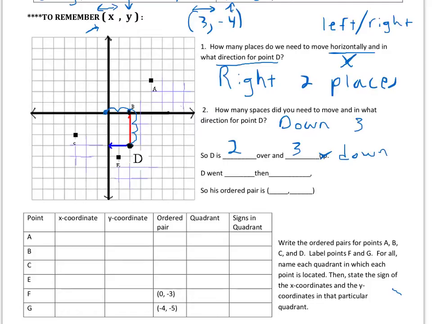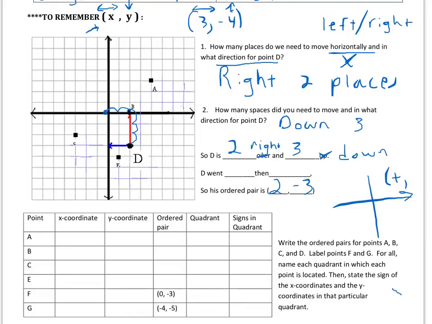So point D is 2 over, and let's even say instead of over, let's say right. The ordered pair for this is going to be a positive 2, because going to the right means positive, and then -3, because going down means negative. And you learned that in the previous lesson, right? We had the coordinate plane, and if we move right on the x-axis, we know it's positive.